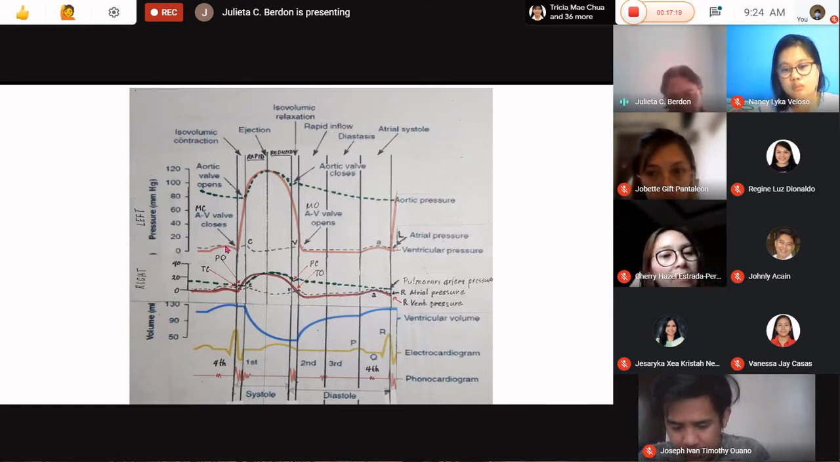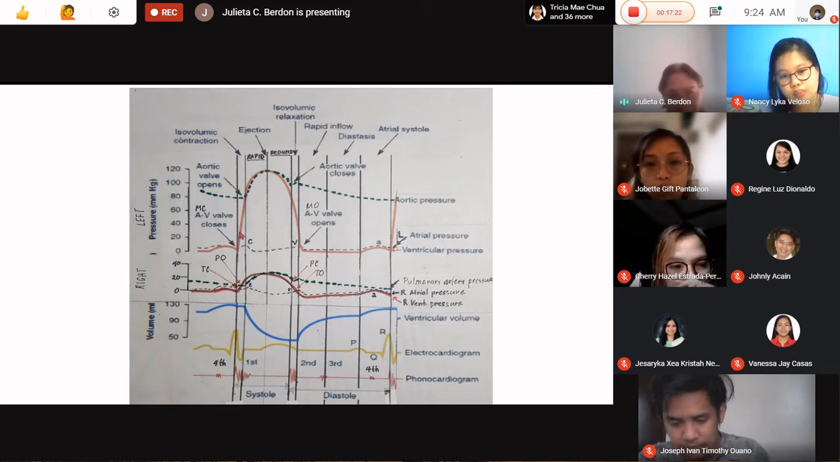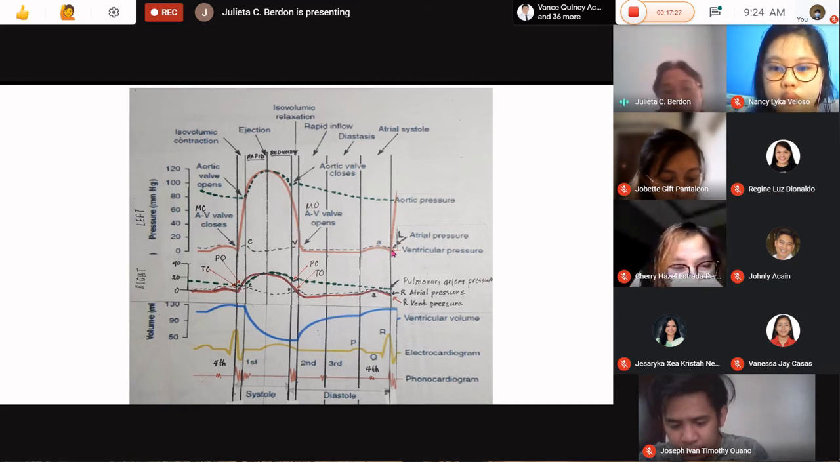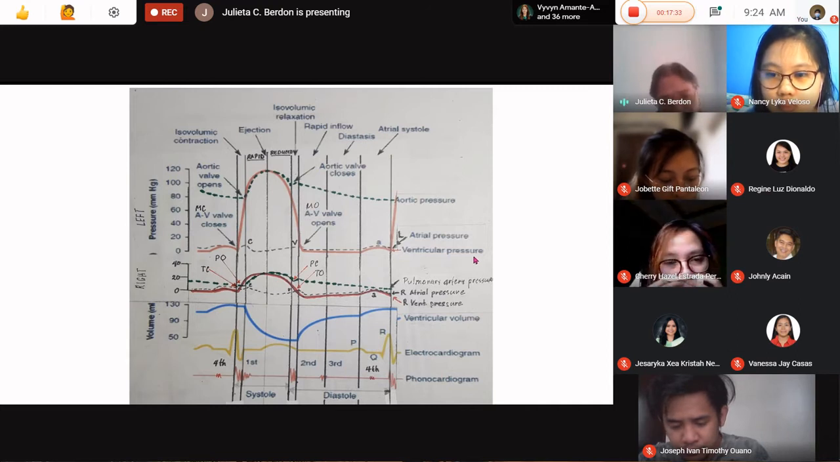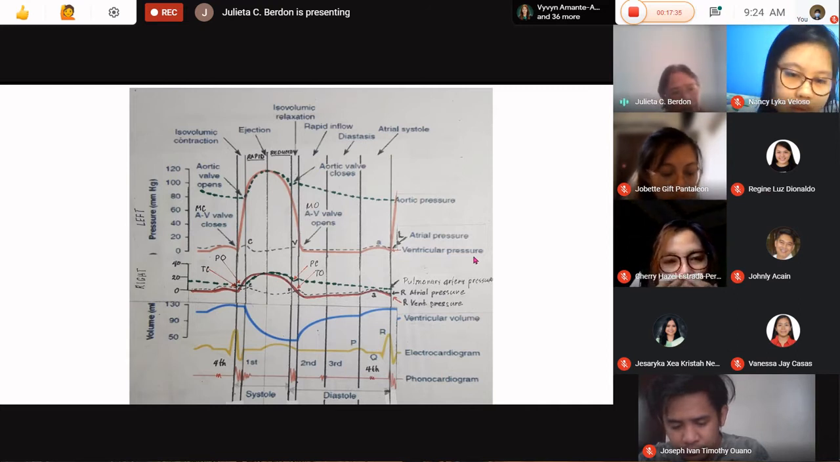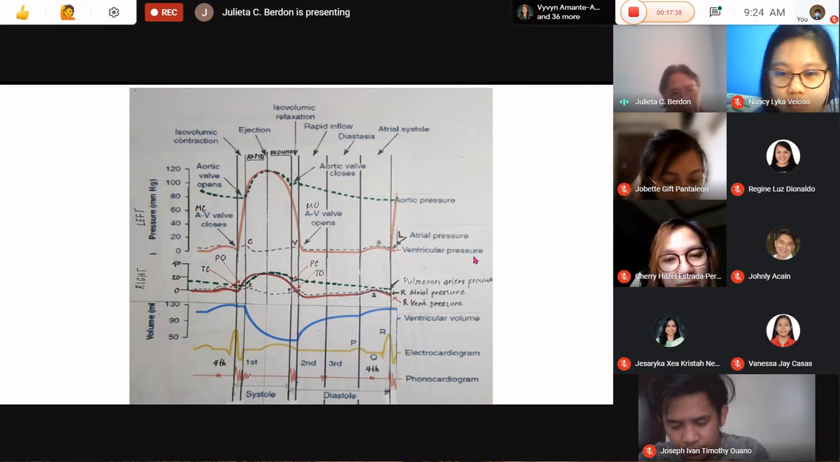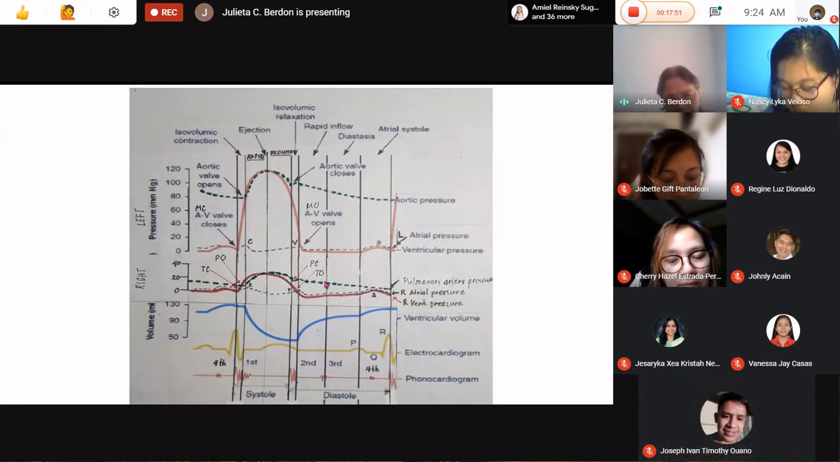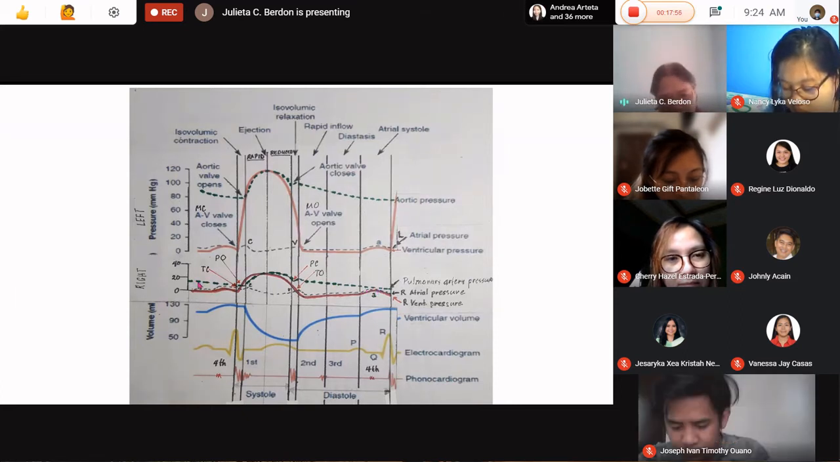So we have here this straight red line. What does it represent? Ventricular pressure. Because when we talk about the cardiac cycle, we will be talking about the changes in the pressure in the ventricles, in the atria, and in the large arteries. You have your aorta in the left side and your pulmonary artery or pulmonary trunk in the right side. So this is your right side, your pulmonary circulation. This one, your systemic circulation.